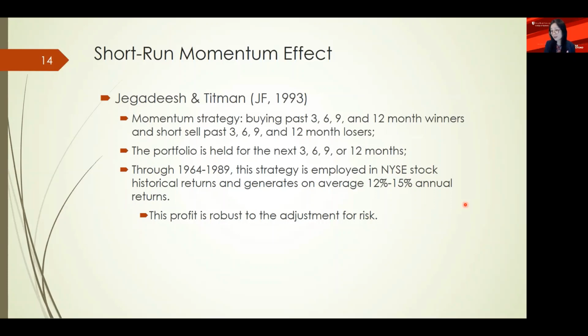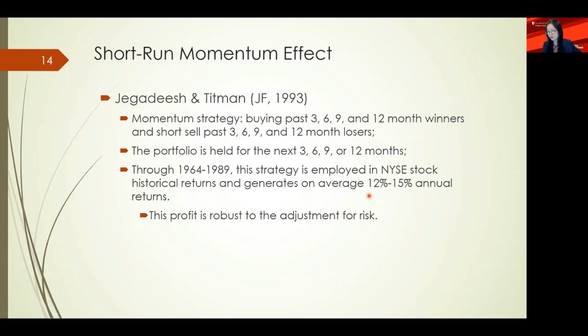If you rank individual securities based on the 3 to 12 months returns in the recent past, they show that there's a momentum effect. Winner stocks, those who did well in the past, continue to outperform the loser stocks, those which didn't do well in the recent past. So how long do they hold the portfolio? Once you rank the securities, you have your winner, you have your loser, you hold them for the next 3, 6, 9, and 12 months.